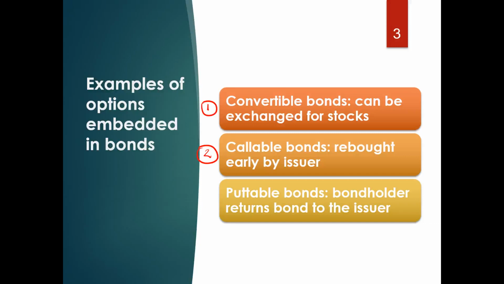When would you do that? Well, if you're doing too well, hence your interest rate is really low, then you say, I'd rather have those bonds back. And the third option are puttable bonds. Puttable bonds are the opposite of callable bonds. They give the bondholder the chance to return the bond to the issuer. It's like the bond is doing so badly that you don't want to have that bond anymore, so you decide to give it back to the issuer.